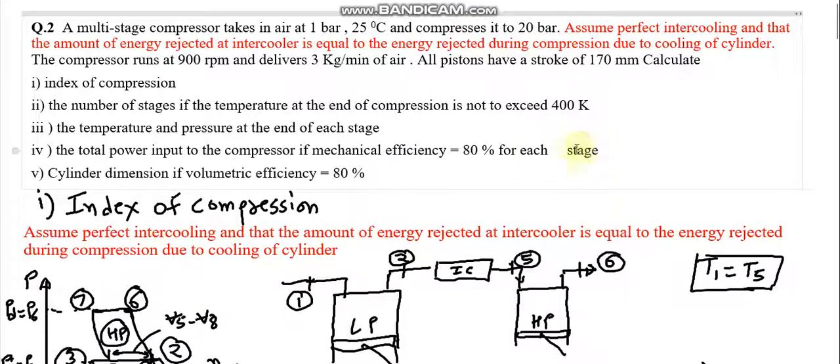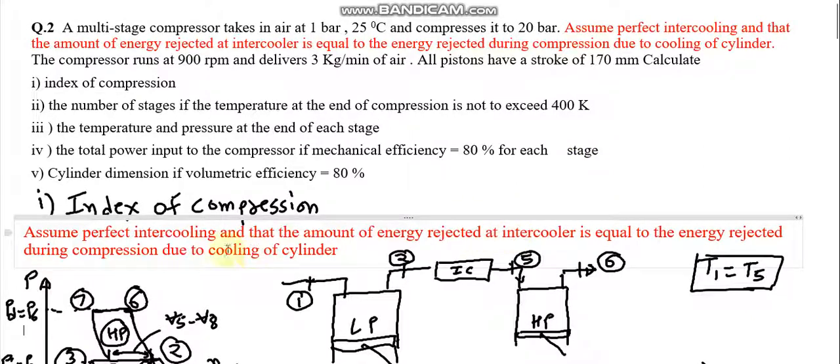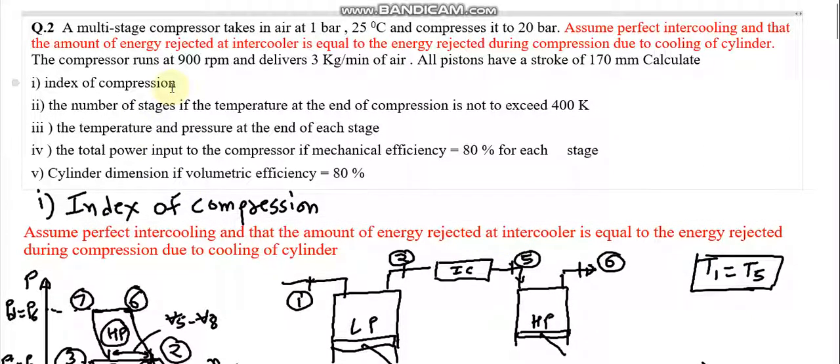This is question number 2. A multi-stage compressor takes in air at 1 bar and 25 degrees centigrade. This is the suction condition that is given. It compresses air from 1 bar up to 20 bar. The delivery pressure is given as 20 bar.